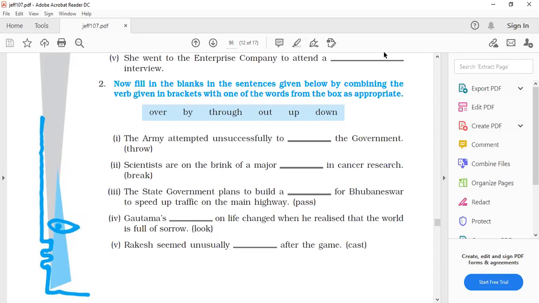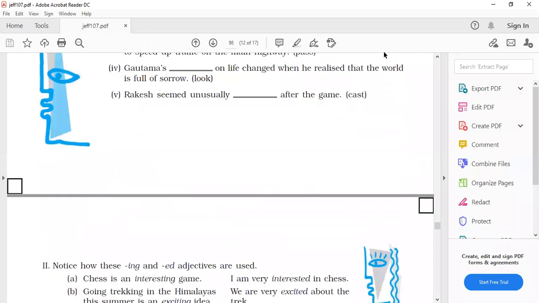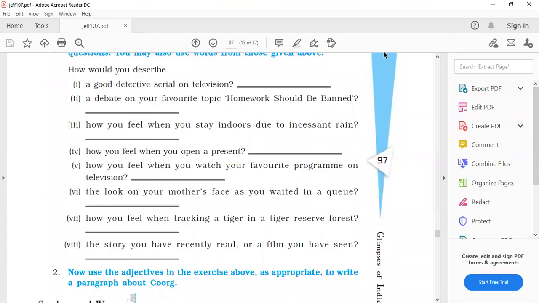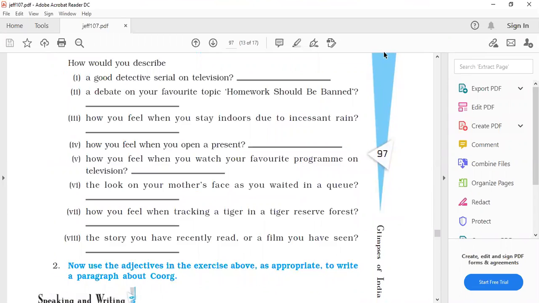How do you feel when you watch your favorite program on television? Interesting, interested or thrilled. It can be thrilled also. That can cause enthusiasm and joy in you. The look on your mother's face as you waited in a queue. That is tensed or bored. Both can be there. You can be feeling tensed at that time, you can be worried, or you can be bored also.